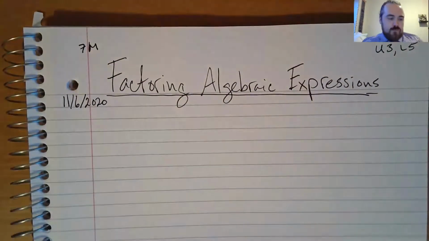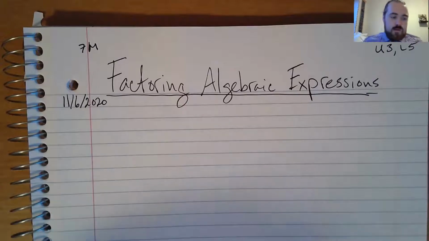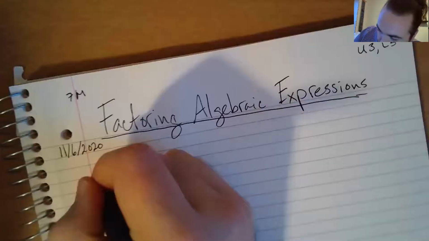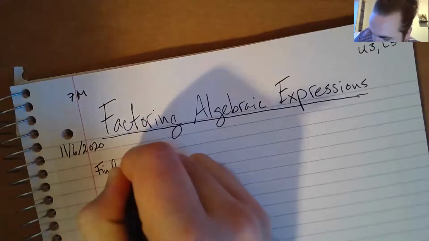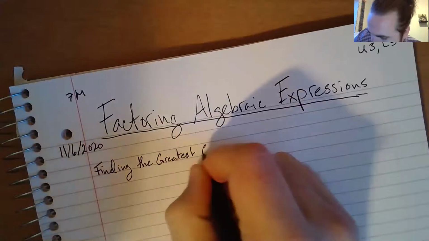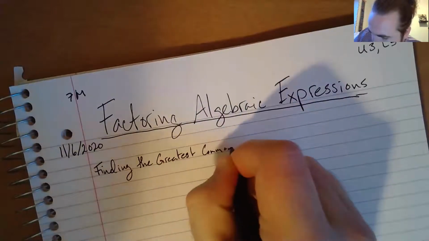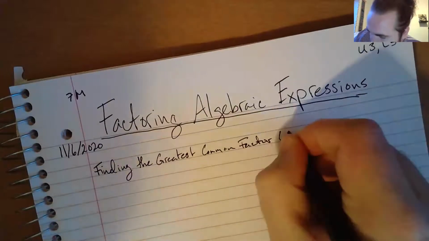Before we can really get into factoring algebraic expressions, we have to talk about finding the greatest common factor, GCF, which you should have learned in both, I think, 5th and 6th grade. But it's important that we go over it now and that you have a resource to look back at for your notebook. So our first subheading today is going to be finding the greatest common factor, or commonly known as GCF.